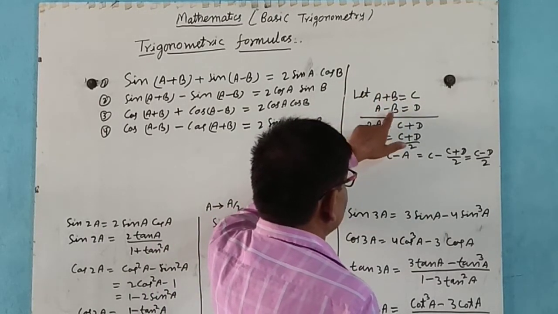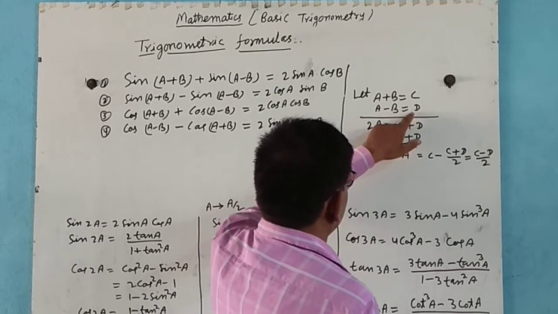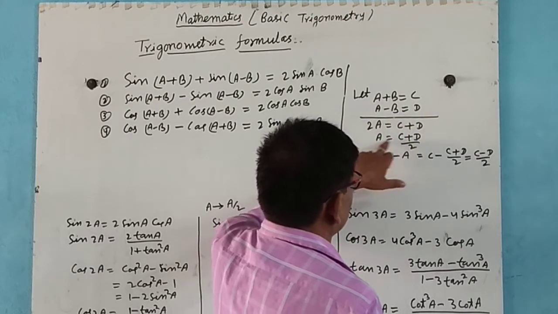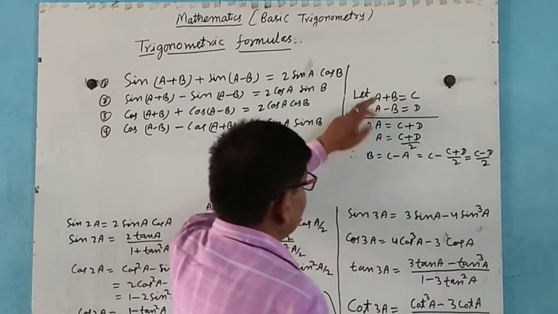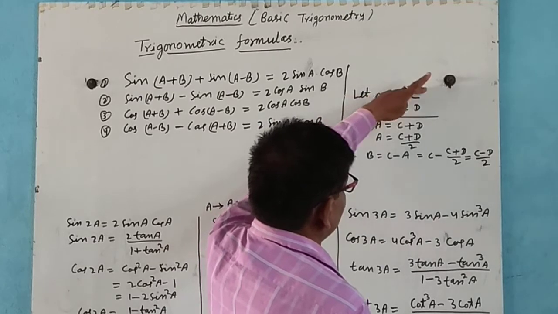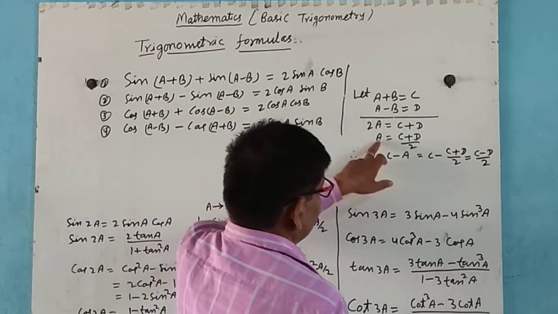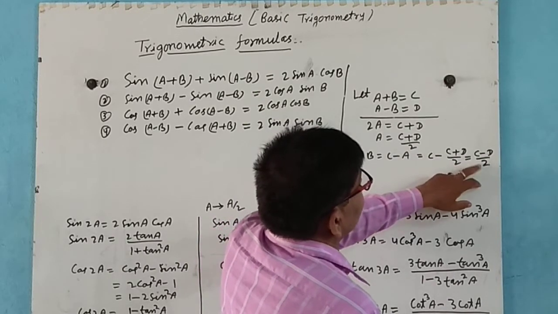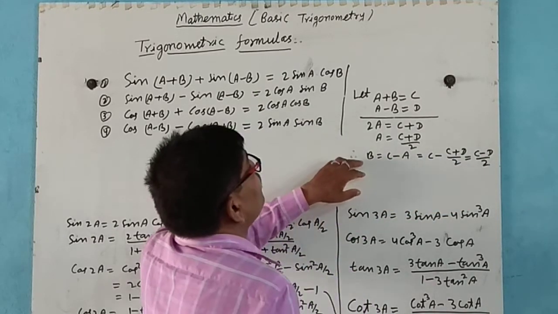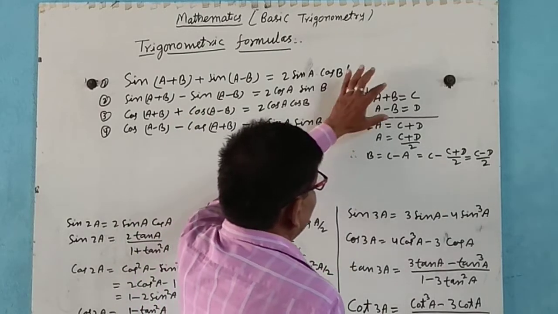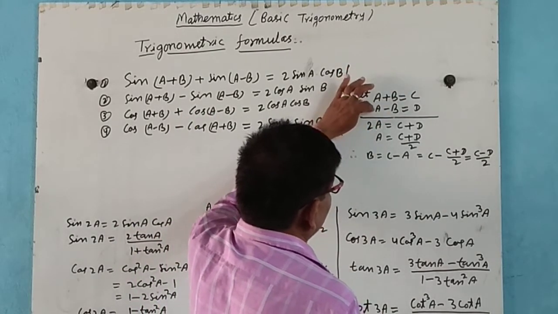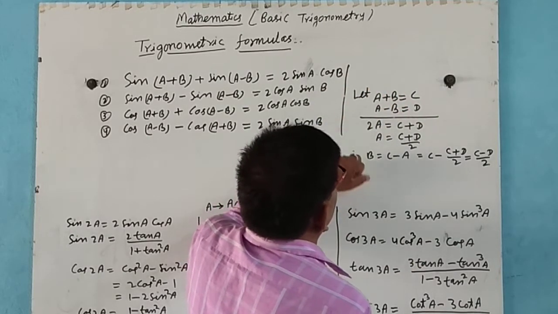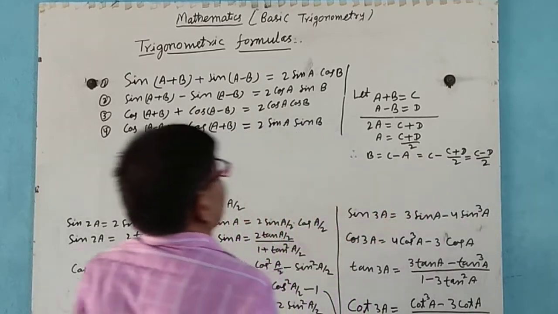C and the difference of both angles equal to D. Then adding, 2A equal to C plus D, A equal to (C plus D) by 2, so that B equal to C minus A, putting the value of A, (C plus D) by 2, B equal to (C minus D) by 2. Now we put in this formula A plus B equal to C and A minus B equal to D, putting the values of A and B here.